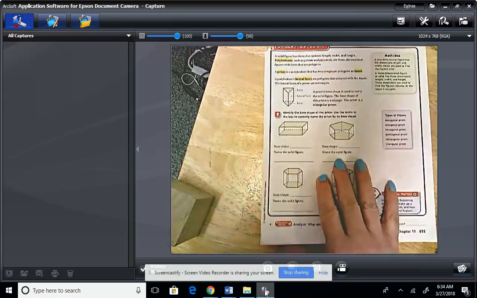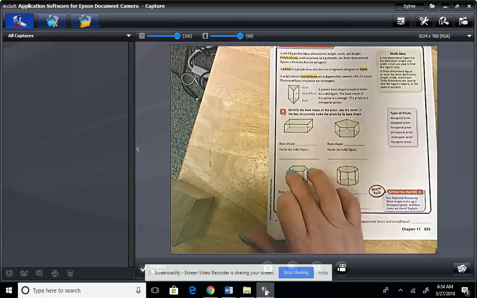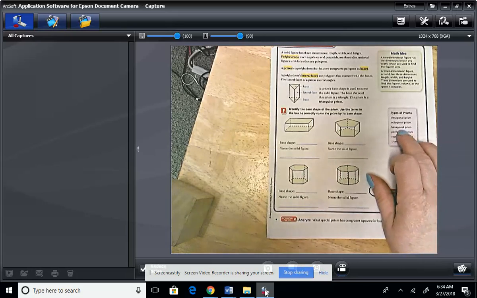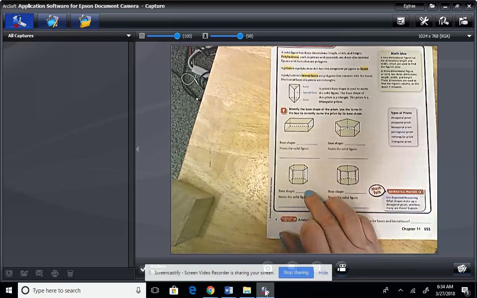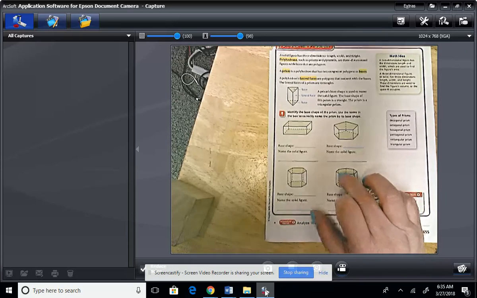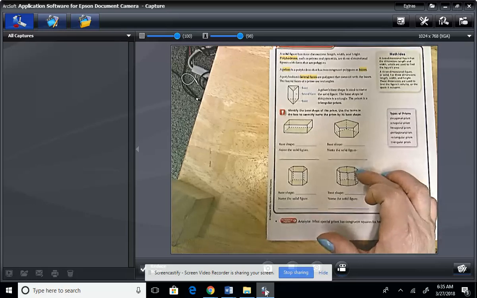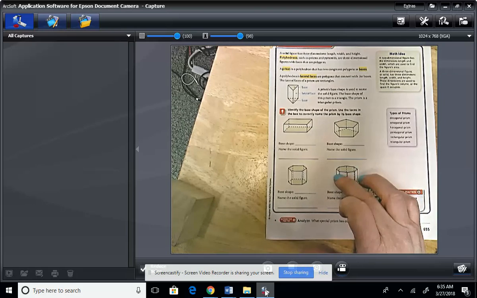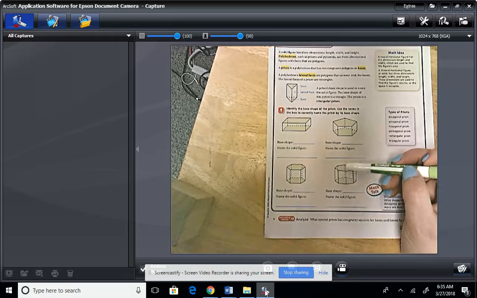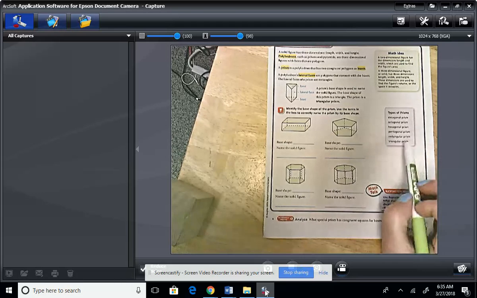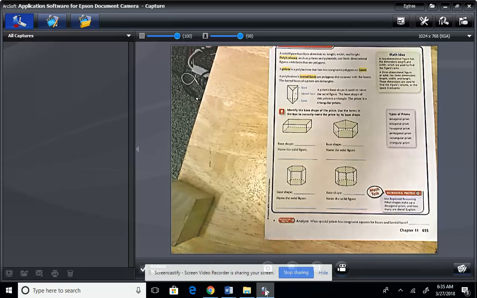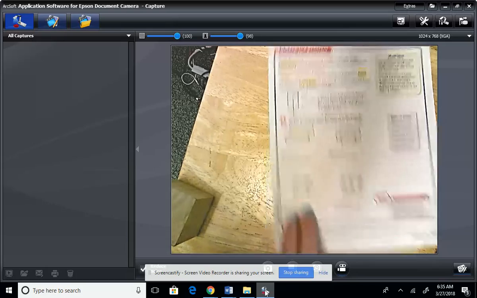Down here we have, let's count the sides. 1, 2, 3, 4, 5, 6. So if it has 6, it is a hexagon. So it has a hexagon shape and it's a hexagonal prism. Let's count the sides. 1, 2, 3, 4, 5, 6, 7, 8. So it's an octagon shape, so it's an octagonal prism. So that's how you decide with a three-dimensional figure.